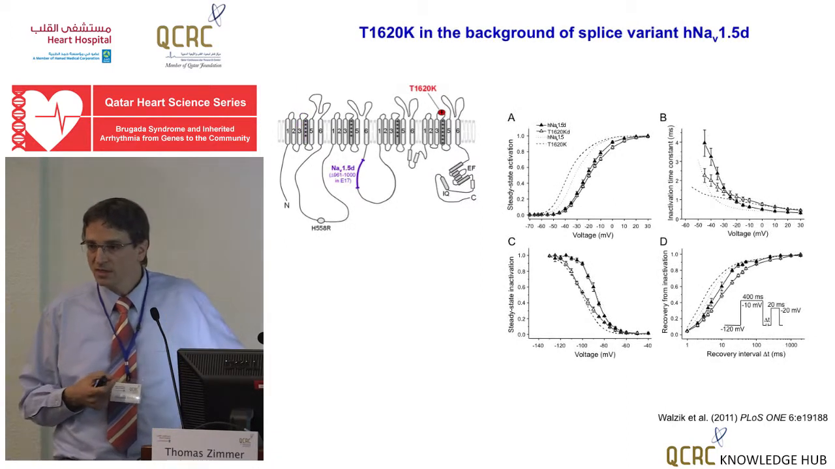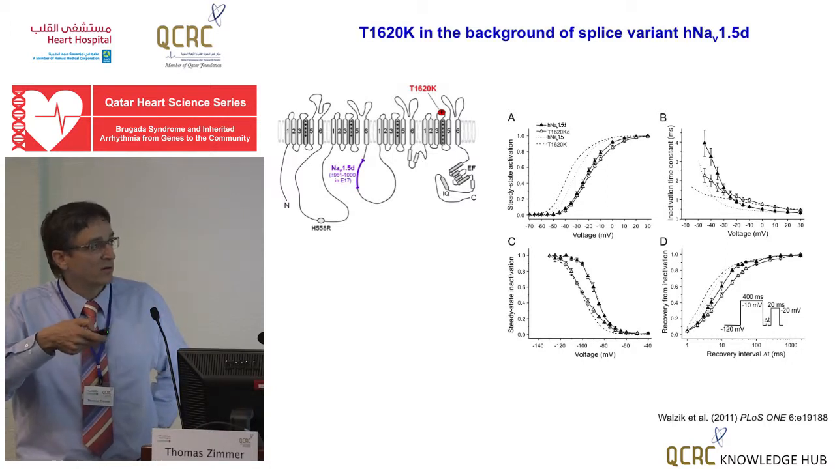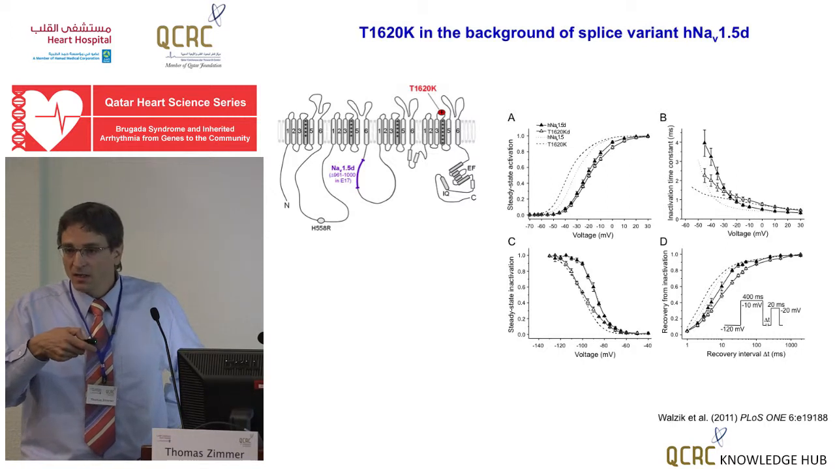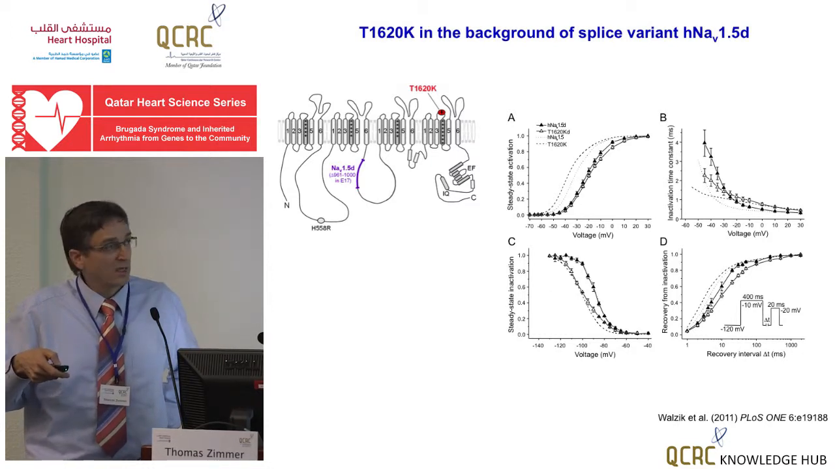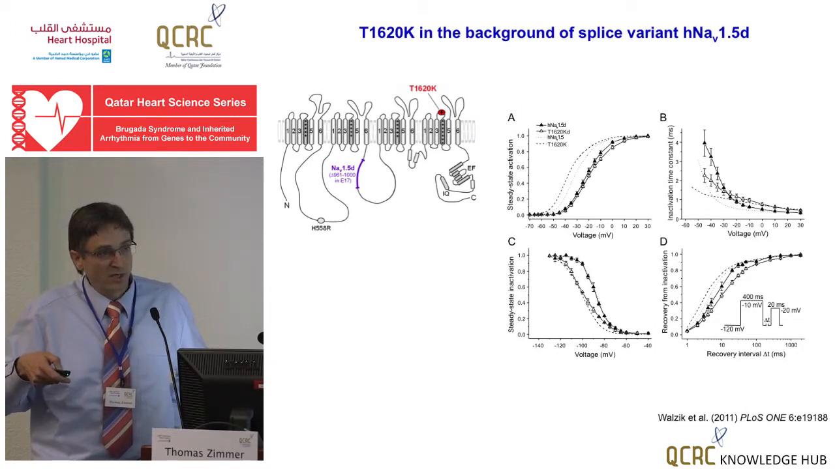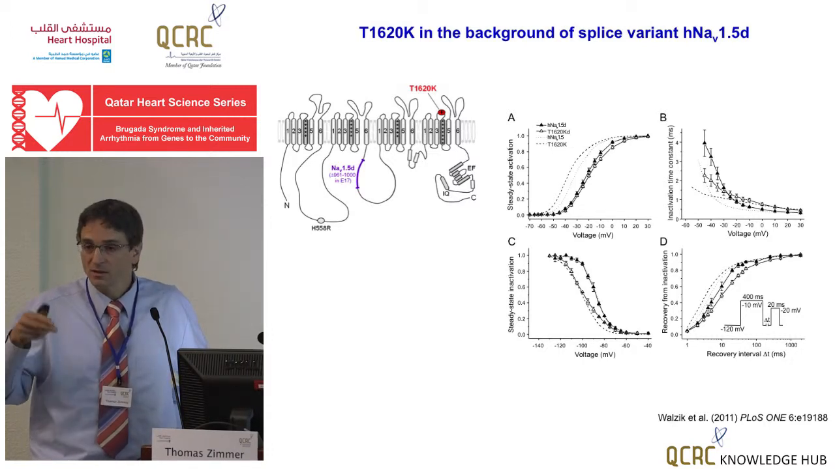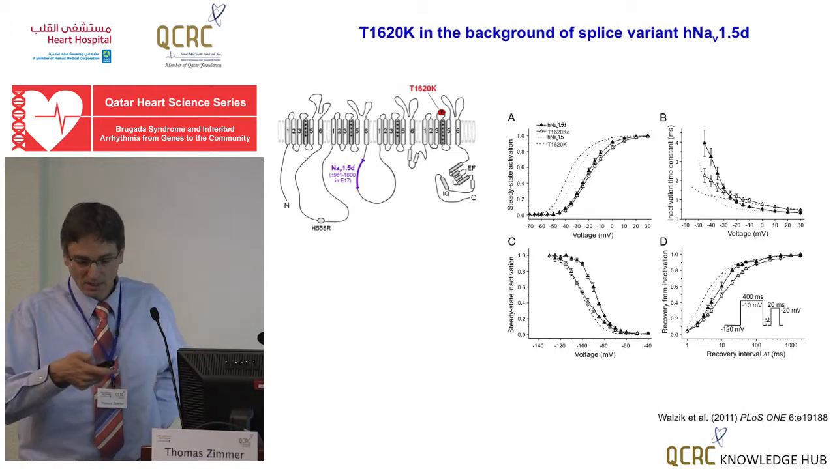But this was not the case when we introduced the mutation in the background of this other splice variant. This splice variant itself has very different properties compared to wild type. It shifts the curve to the right, but the mutation did not cause the left shift. The splice variant itself caused a slower recovery from inactivation, and the mutation shifted this further to the right, so recovery was even more decelerated, so it was even worse.